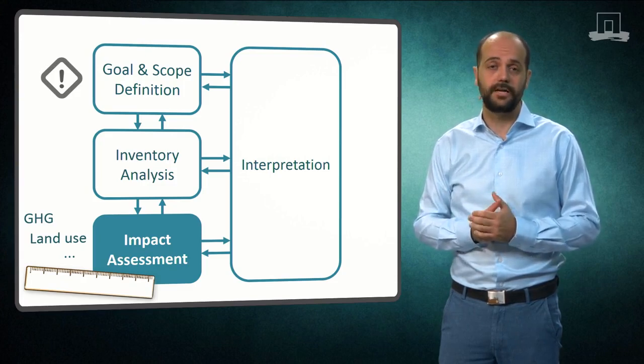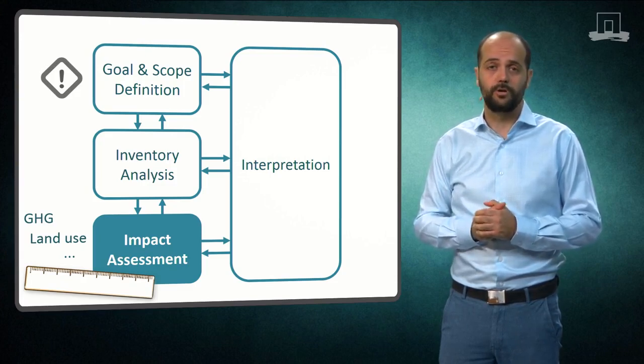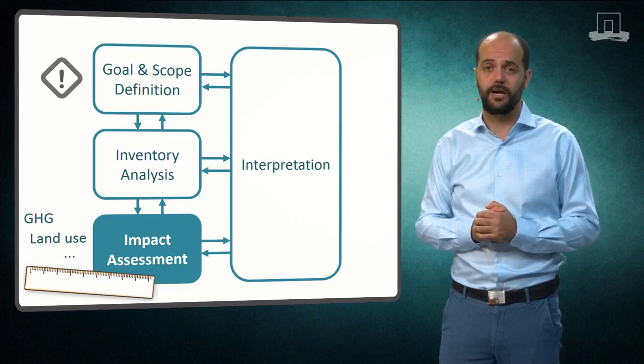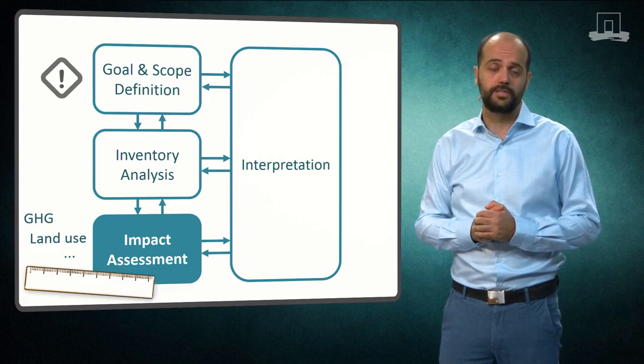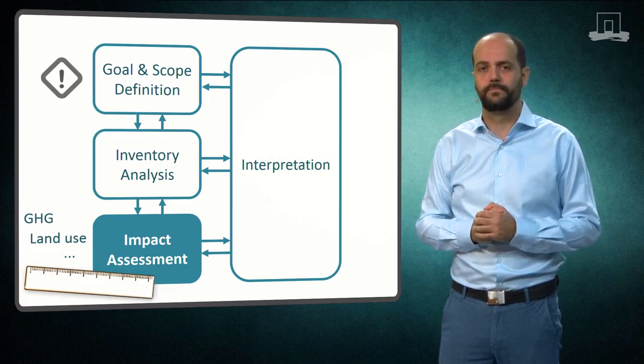For example, our impact assessment might reveal that our product contributes far more to climate change or the release of toxic chemicals in the environment than we expected. It might also be the other way around, with our results showing that our product contributes far less to an impact than we expected. When this is the case, we need to go back and check our model.